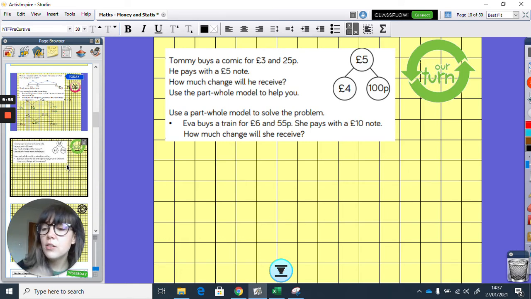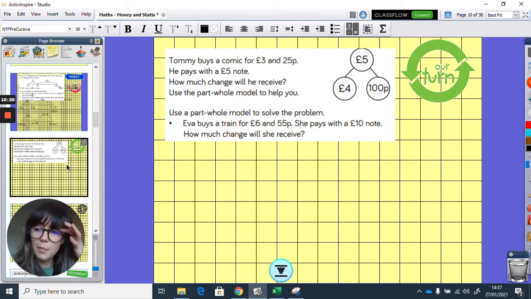Now, it depends on what you find easiest to do. If a method gets you to the right answer, I don't mind which method you use. The reason we show you lots of different methods is to make sure that you completely understand what you are doing. Now, you could work this out using a number line if you wanted, but they want you to work it out using part whole.